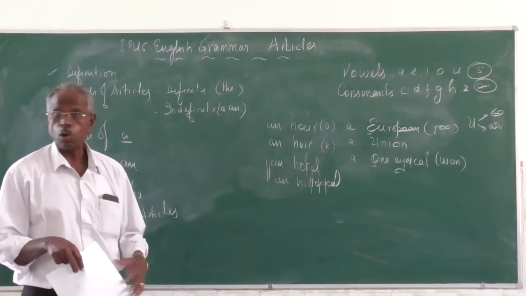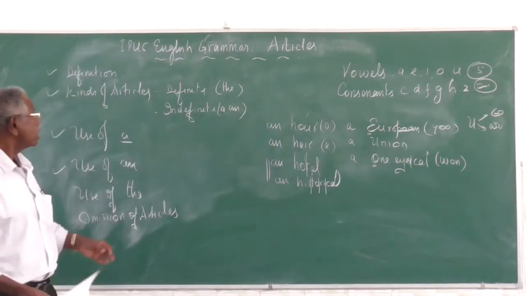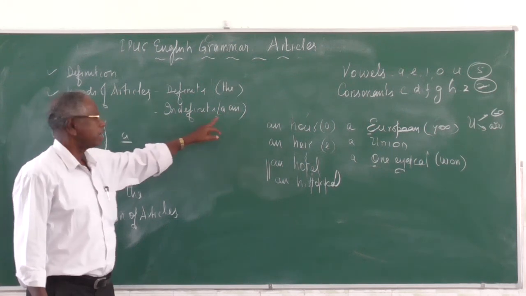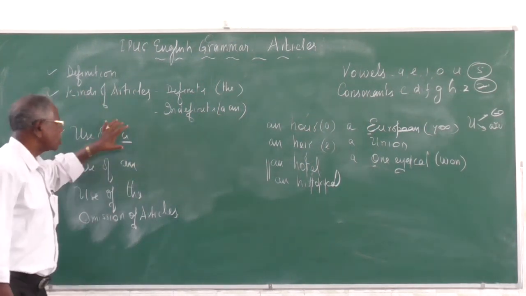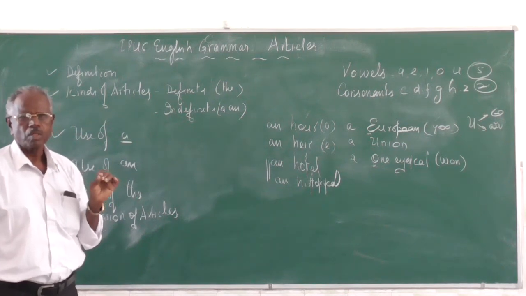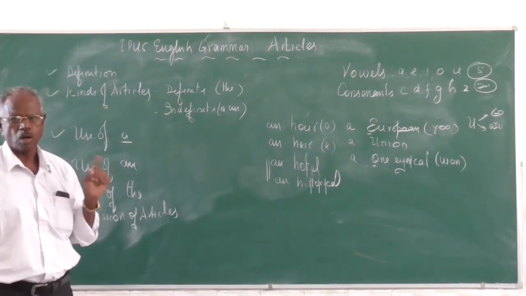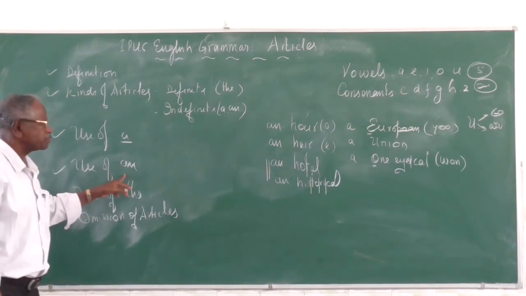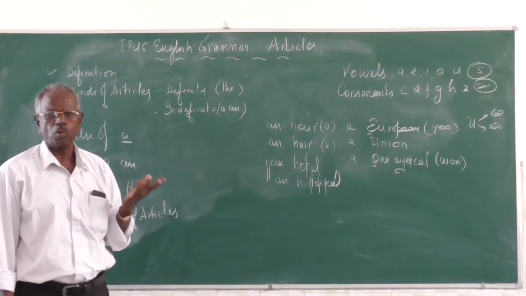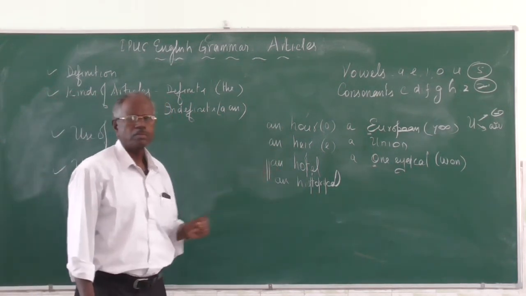Just I'll revise once and we'll go to the textbook. Articles are demonstrative adjectives. Okay, kinds of articles. Definite article, the. Indefinite articles, a and an. Then use of a: before a word beginning with a consonant. Number 2, before a word beginning with a vowel having consonant sound. Next, use of an: before a word beginning with a vowel. Number 2, before a word beginning with a consonant having vowel sound.